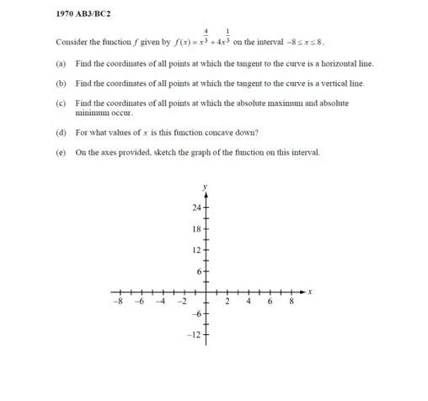In this next video we'll take a look at 1970 AB3. Consider the function given by f of x is equal to x to the 4/3 plus 4x to the 1/3 on the interval from -8 to 8. And the first thing we want to do is to find the coordinates of all points at which the tangent to the curve is a horizontal line.